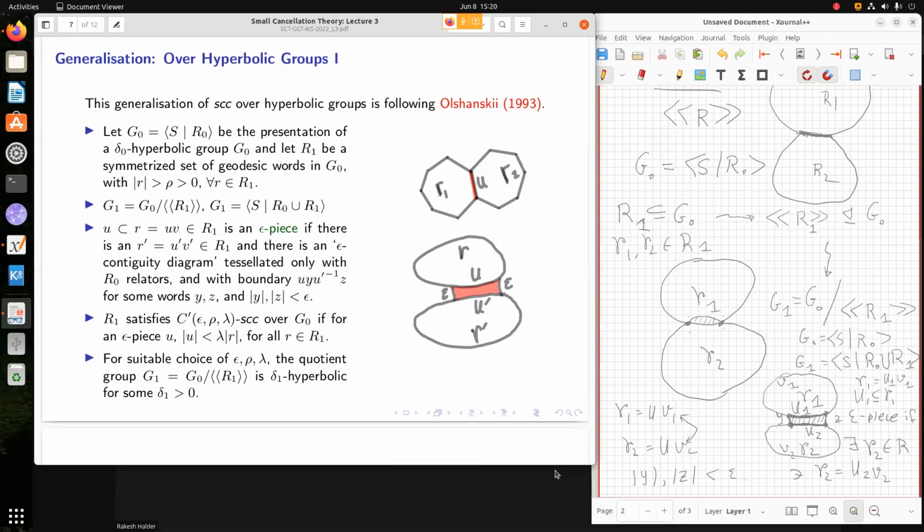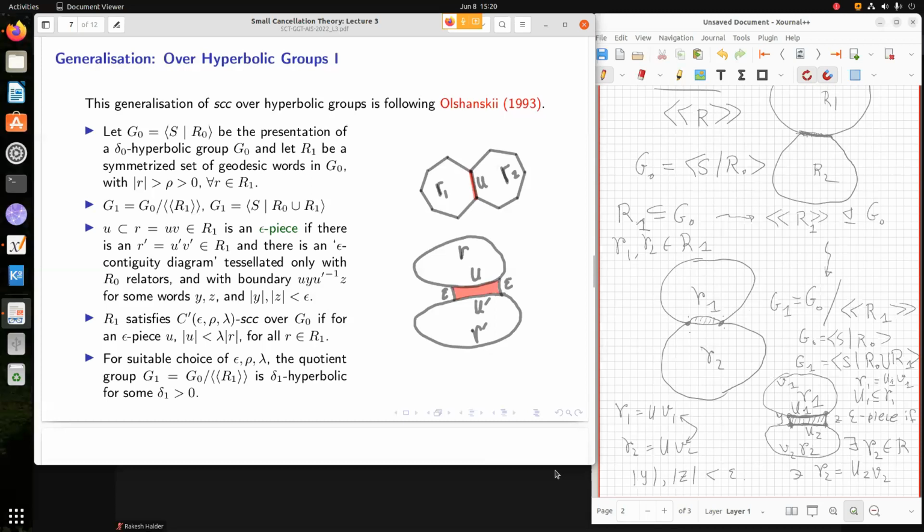So I'm looking at the universal cover. Say, take the Cayley complex and the universal cover. So these things will have some space in between, right? Yes. So what is that space filled with? That space is filled with R naught relators. R naught relators also behave in a certain way.